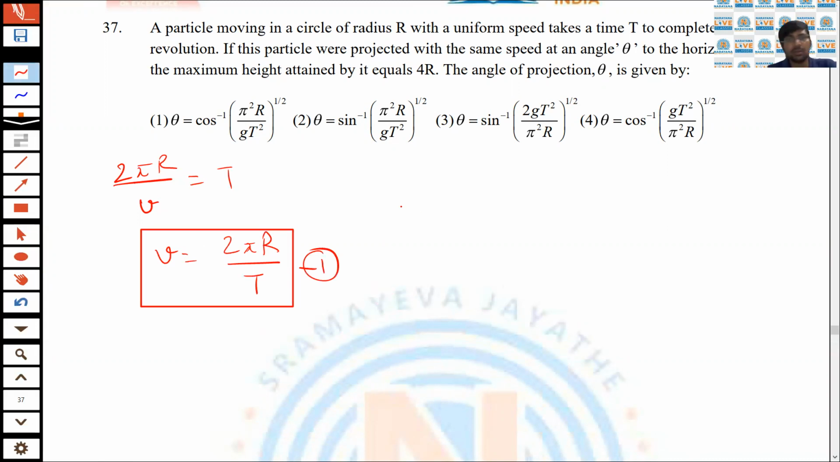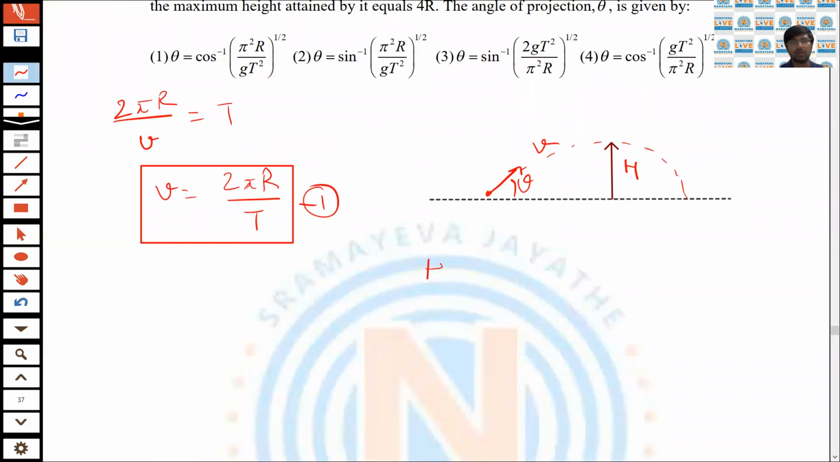Now, if the particle were projected with the same speed at an angle theta with the horizontal, so it is talking about a projectile motion. Then the maximum height attained is 4r. Now this value is h. So we know that the value of h, which is given as 4r in the question, is actually equal to v square sin square theta by 2g.